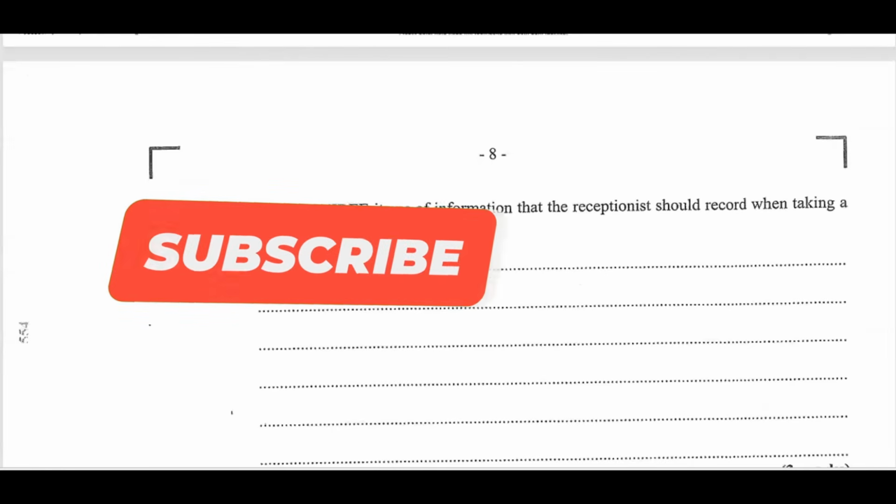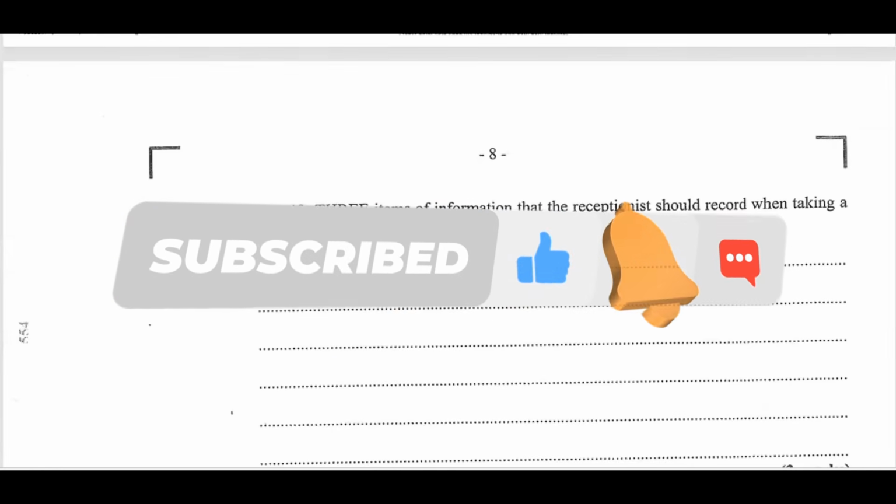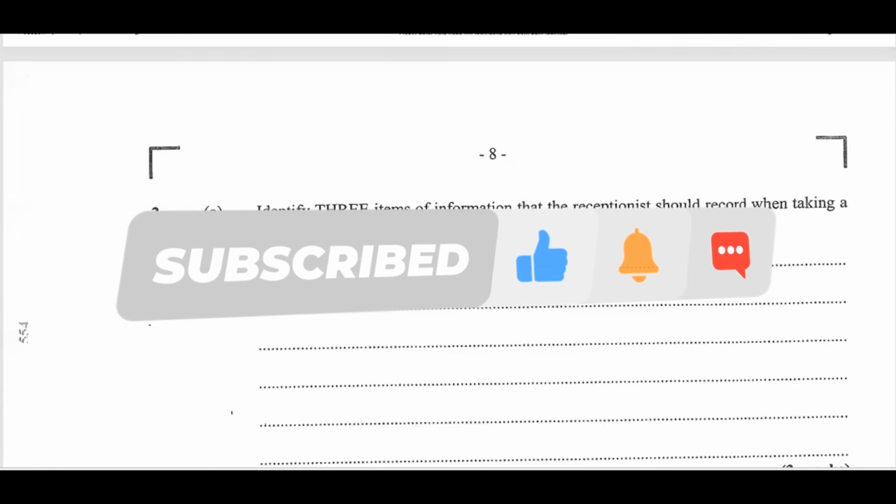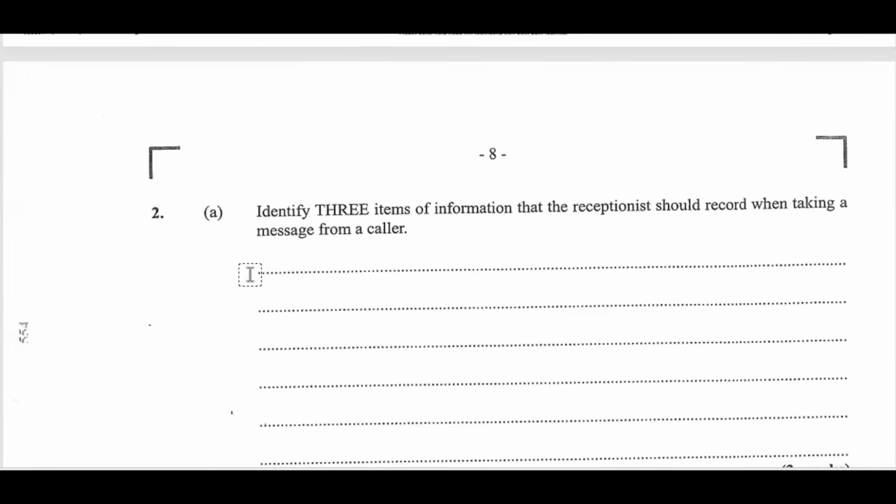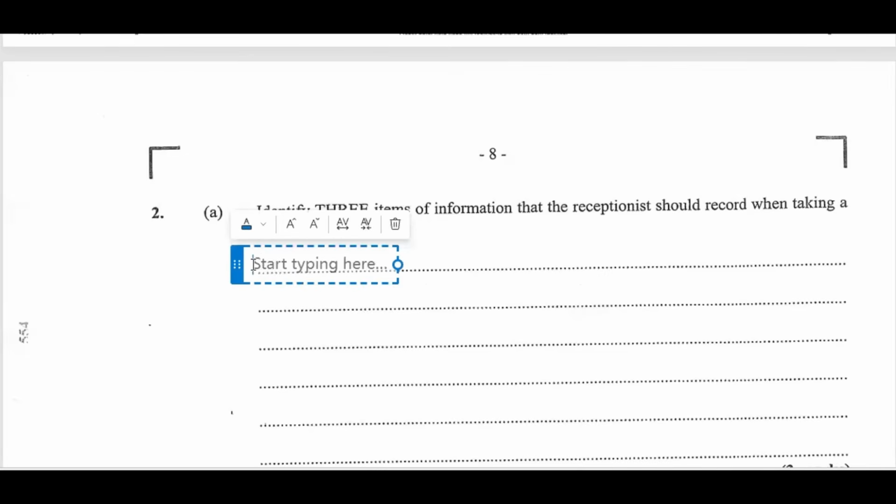Question number 2. Identify 3 items of information that the receptionist should record when taking a message from a caller. Now, this topic comes directly from communication when we deal with our telephone message form. So, if you are the secretary in the office, someone calls for a supervisor. Supervisor is not there. What are 3 items of information that you should take from the caller?